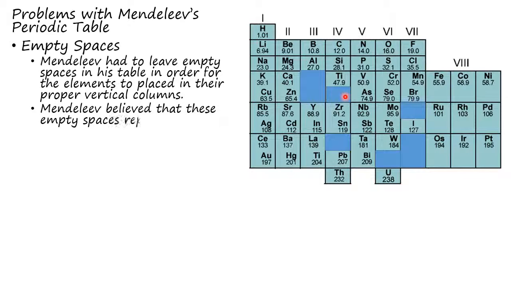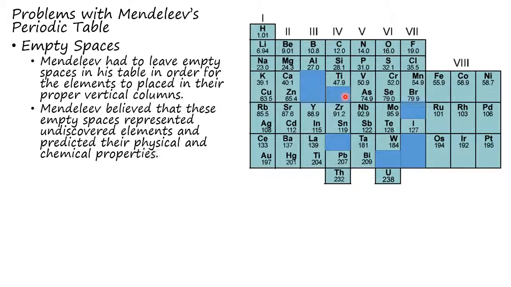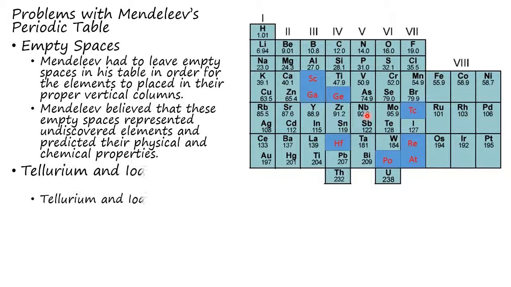Mendeleev believed that these empty spaces represented undiscovered elements and predicted their physical and chemical properties. And he was correct. There were actually undiscovered elements that belonged in these spaces, and some of them were even discovered during Mendeleev's own lifetime.